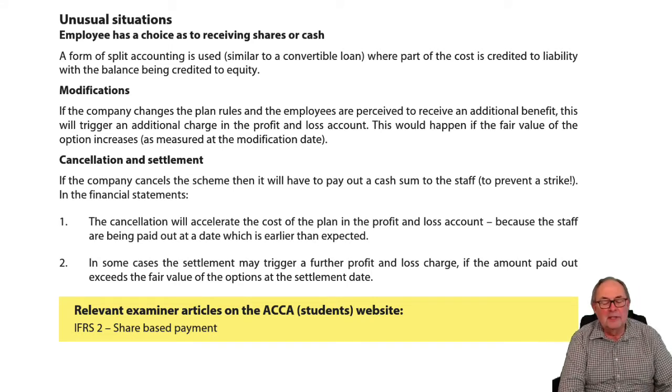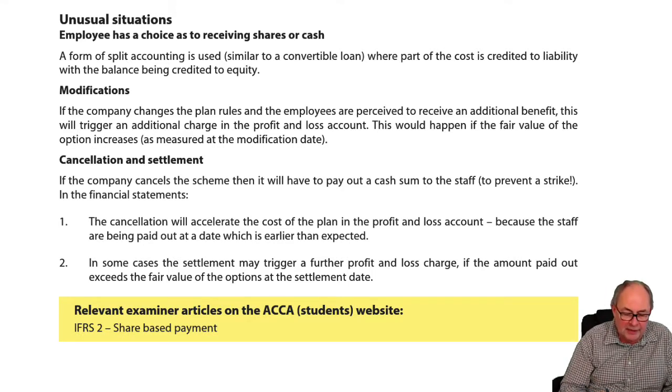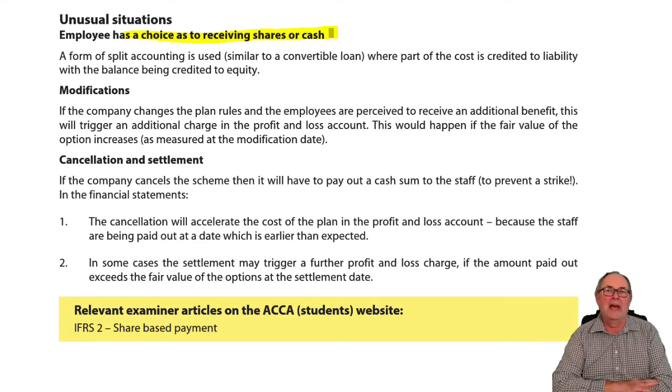Finally, there are a couple of unusual situations you may see when you're deciphering the words in a scenario, probably more likely to be in words than in numbers, but in case you recognize any of these words. The first one is extremely unusual, and it's where the employee or the beneficiary is given a choice as to whether they should take the shares or cash. It's almost like saying to someone at a restaurant, do you want fries or do you want rice with your meal? So it's a very unusual situation.